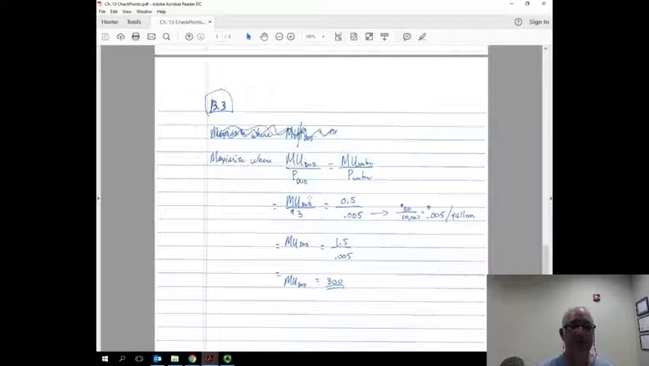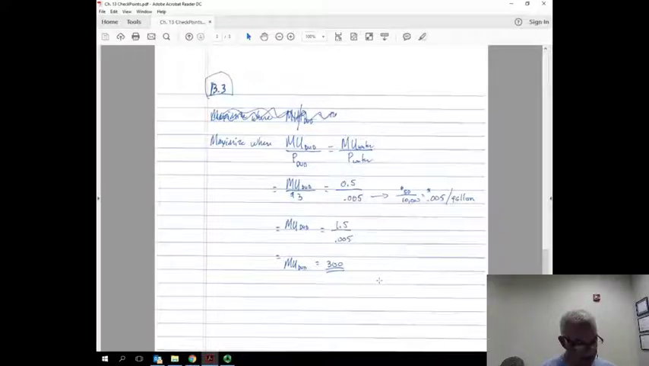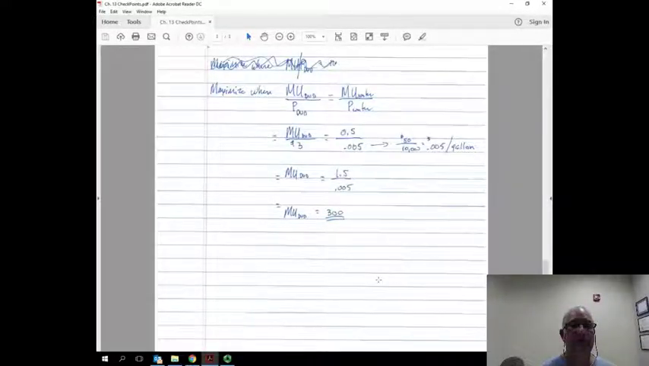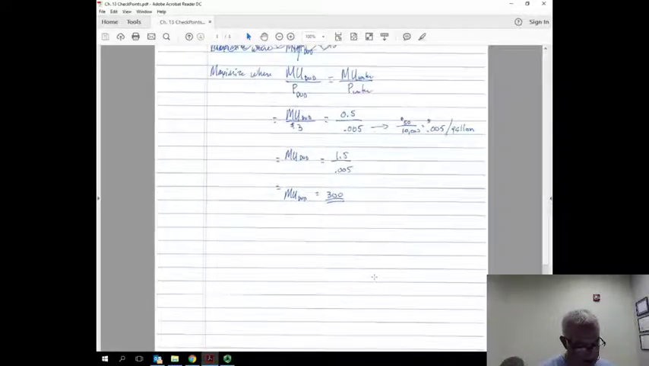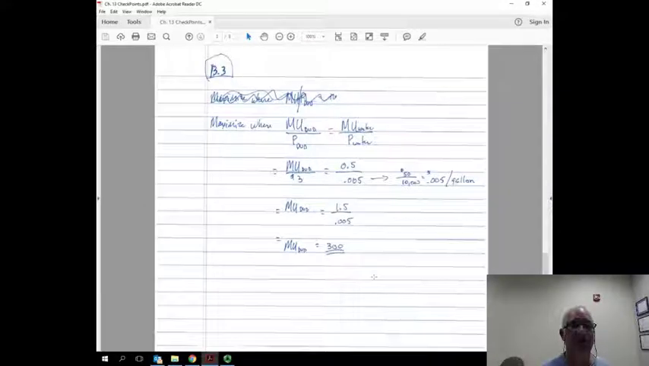Okay, now that we have just the one unknown, which is what we're looking for, we can solve. So we multiply 3 times 0.5 to give us 1.5. And then divide that by 0.005, and that gives us 300. So we maximize utility at the level of 300. And that is really the main part of 13.3 I really wanted to cover. There are some other parts here, but this is really the main gist of it.